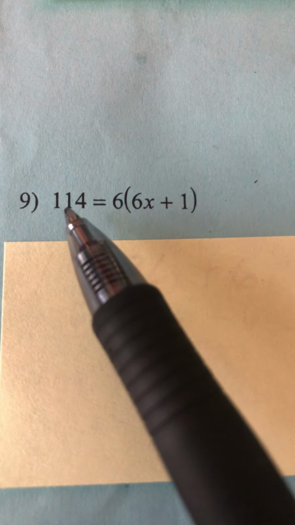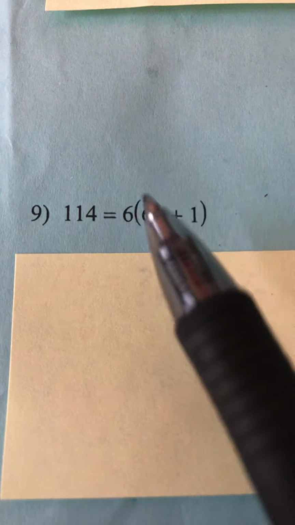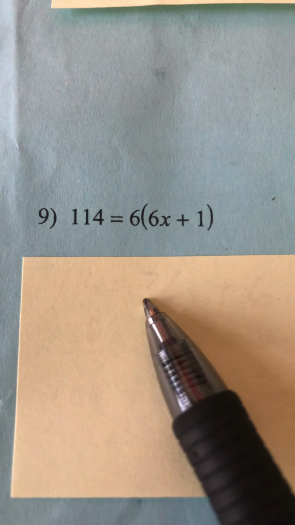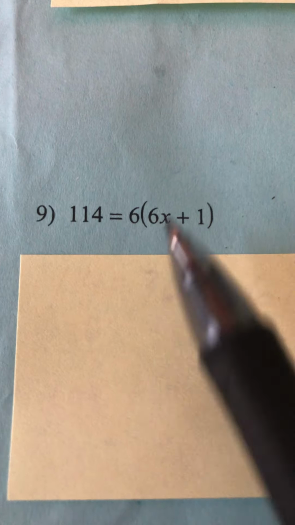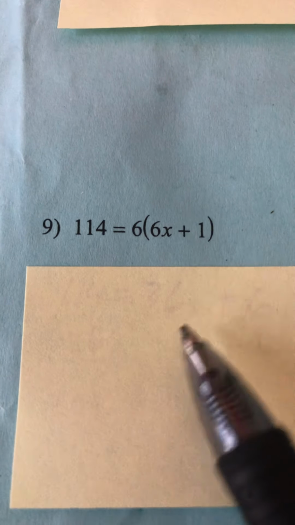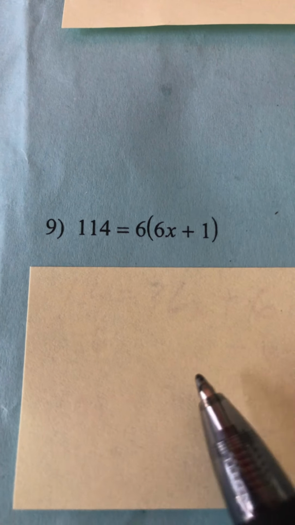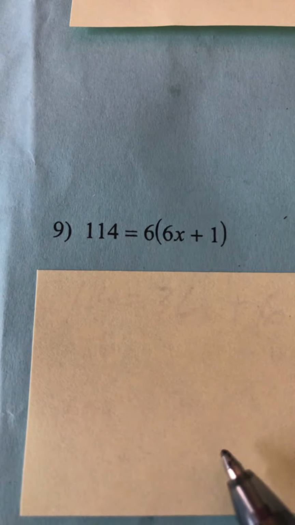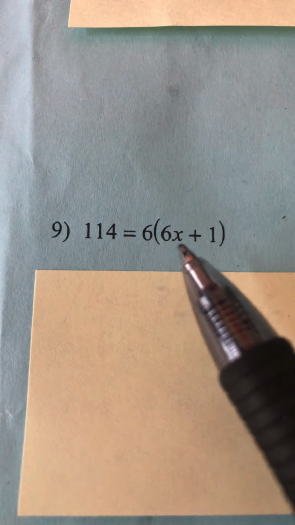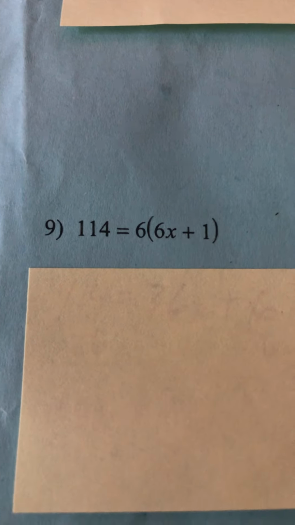Number 9, sorry, I'm going to bring the 114 down and the equals. I'm going to have 6 times 6x. And make sure you put an x with that, whatever 6 times 6 is. And then you're going to have 6 times 1. It's going to be a positive number, so you're going to write plus whatever that is. And then you're going to subtract that from both sides of the equation. And then you're going to divide by whatever is with that x. And that will give you what x is by itself.